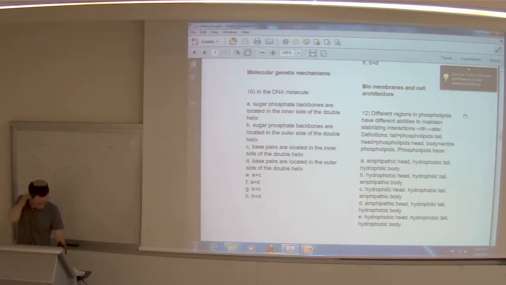So after this you can draw yourself the basic structure of the molecule and tell yourself, this is the tail, this is the head. Although we did it in class actually. Let's just say which is the correct one. Hydrophobic head, hydrophilic tail, amphipathic body. It's B, right?